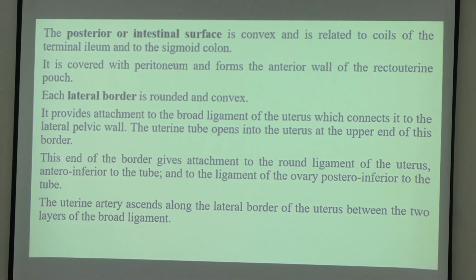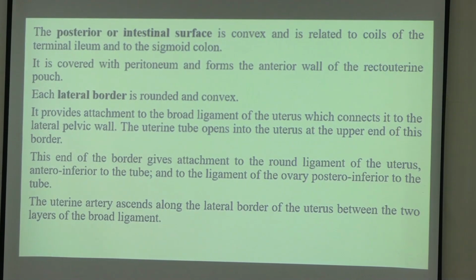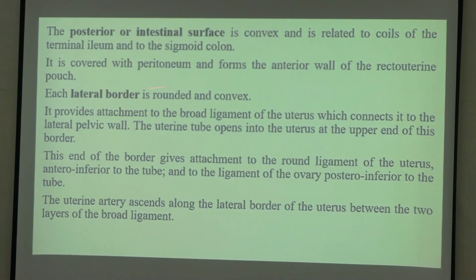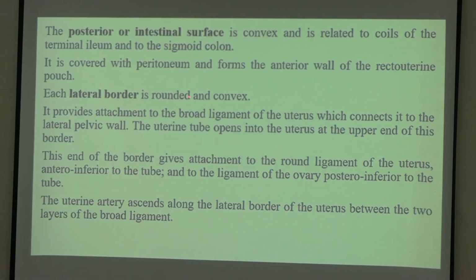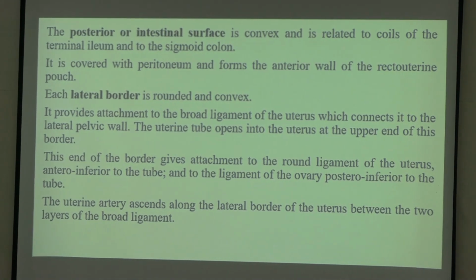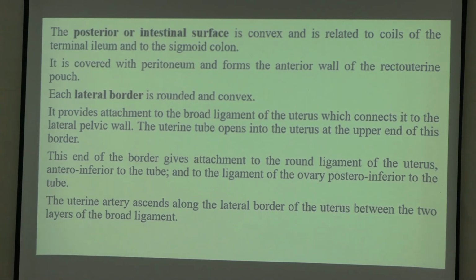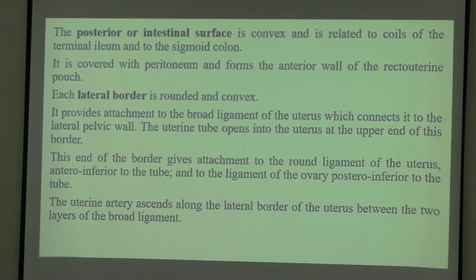Okay, next, the posterior surface is convex, related to the coils of the terminal ileum and sigmoid colon. Now here also a pouch is formed. It is called the rectouterine pouch, which I have shown you. Okay. Next is the lateral border, which is rounded and convex. Two lateral borders are there, round and convex. Now this lateral border provides attachment to the broad ligament of the uterus.